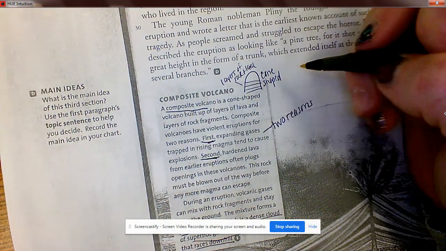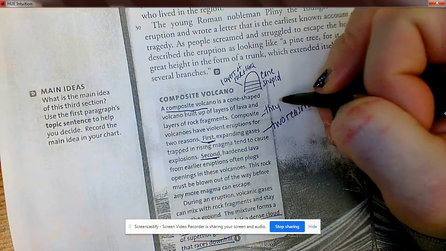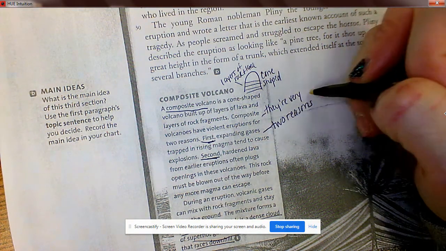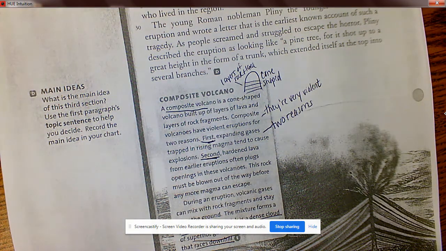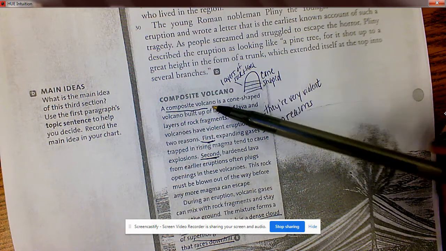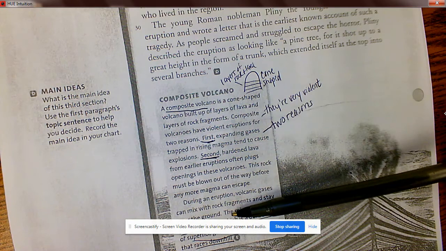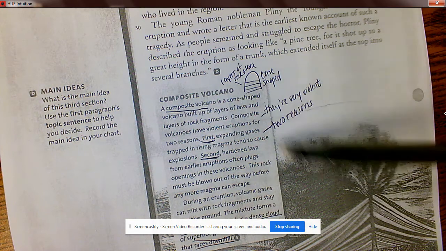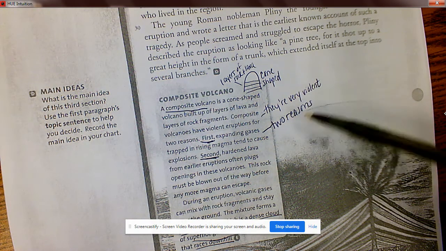Composite volcanoes have violent eruptions for two reasons. So I'm going to put they're very violent. Do you see the difference between how I'm reading now and how I read it when we first went over it? This is why you actively read, so you don't have to go back and reread. When I read this, I was just reading the words. I was not practicing active reading. I was not trying to remember this stuff. Now I know my purpose: I have a question and I need to know the difference. So I'm doing my active reading now.